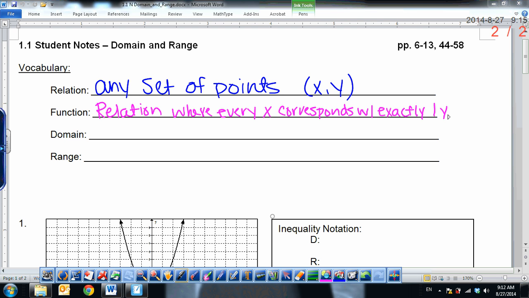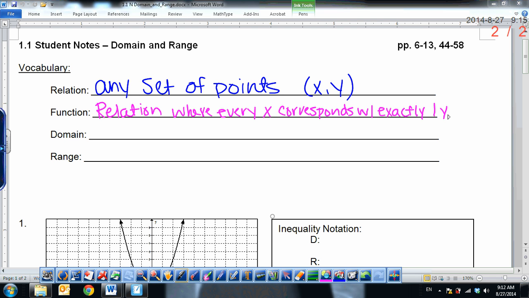So you look at that in a set of ordered pairs by matching up the x's with the y's. And then in a graph, remember the vertical line test, right? If you draw a vertical line and it's a function, that vertical line only passes your graph once.